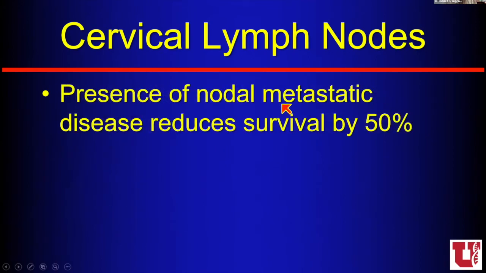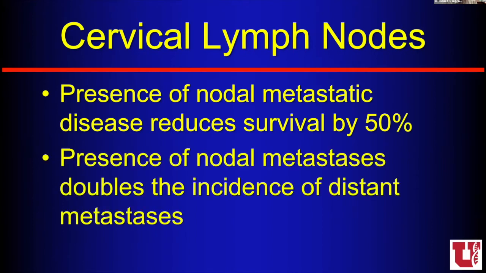And the presence of nodal mets actually cuts your prognosis in half. That decreases your survival by 50%. So when you have a head and neck cancer patient show up, almost half of those patients have at least one pathologic node somewhere on that imaging study. And if you find a definite pathologic node, you just cut his prognosis in half. That's very important. And the presence of nodal mets doubles the incidence of distant mets. So it's even more likely that there's distant disease in the chest or somewhere else.